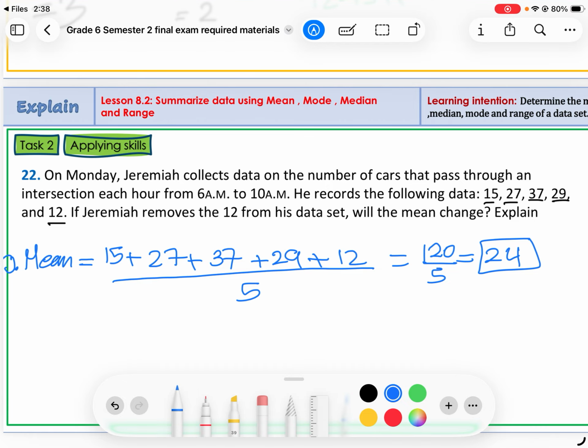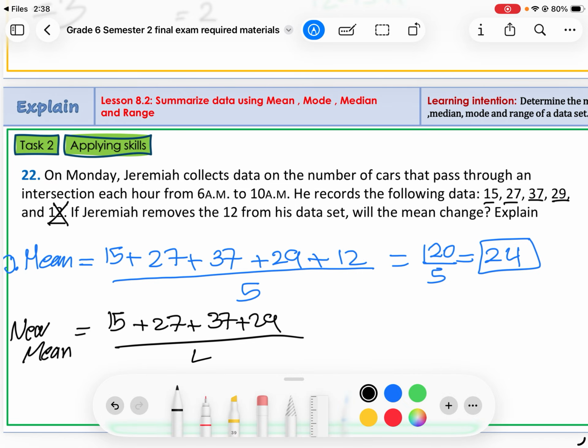Okay, now we need to find the new mean. What will happen to the mean after I cross out the 12? I crossed it out, so the new mean will include no 12. I will just do it the same way: 15 plus 27 plus 37 plus 29 divided by 4. Why am I dividing by 4? Because I cut one of the values. So 15 plus 27 plus 37 plus 29 will be 108 divided by 4. That will be 27.